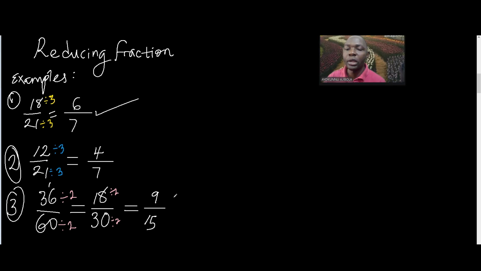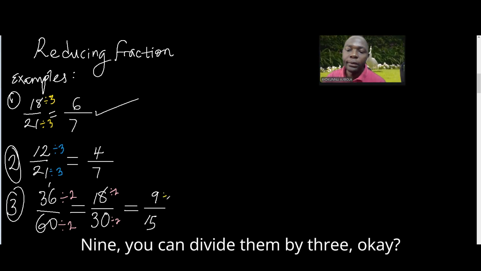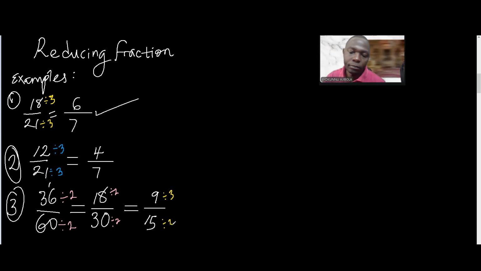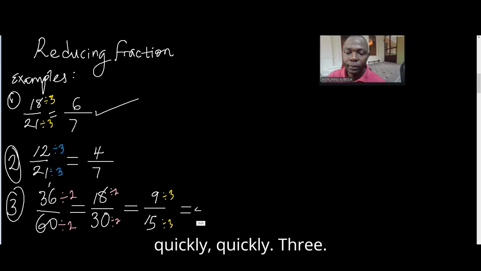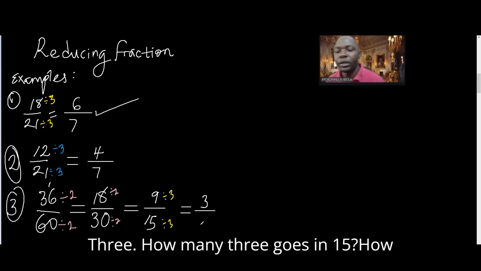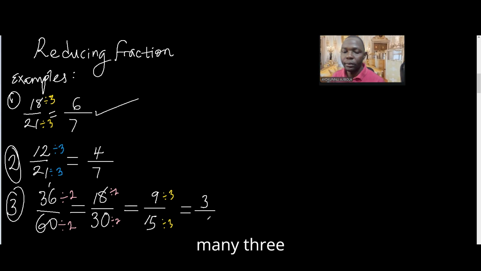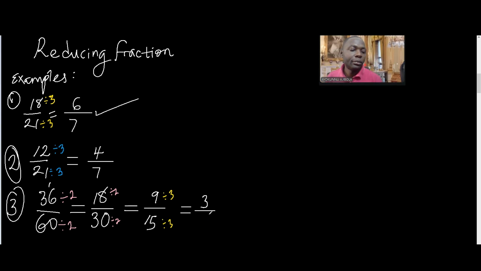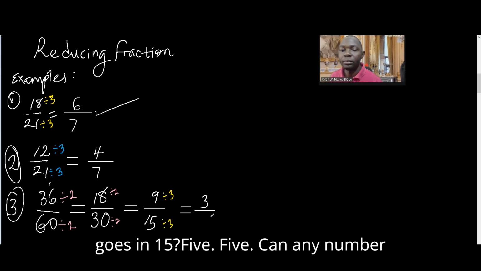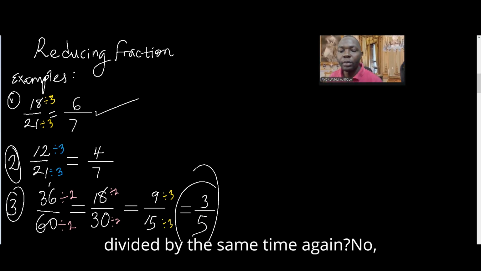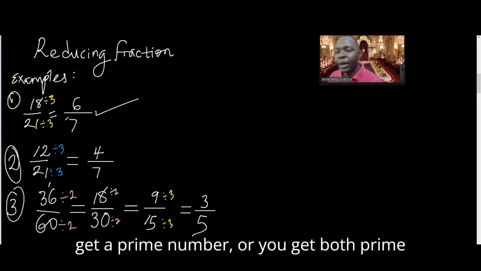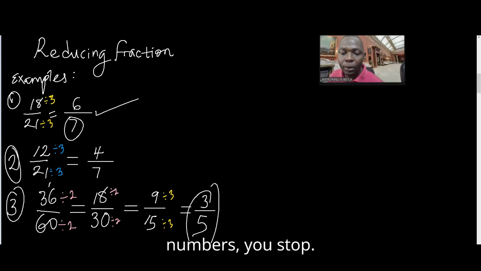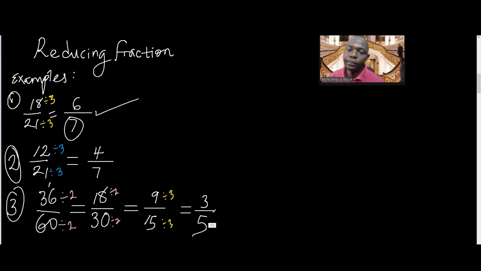Now, how many 3 goes in 9? You can divide it by 3, okay? How many 3 goes in 9? 3. How many 3 goes in 15? That's 5. Can any number divide them at the same time again? No, because they're prime numbers. Once you get a prime number, or you get both prime numbers, you stop.